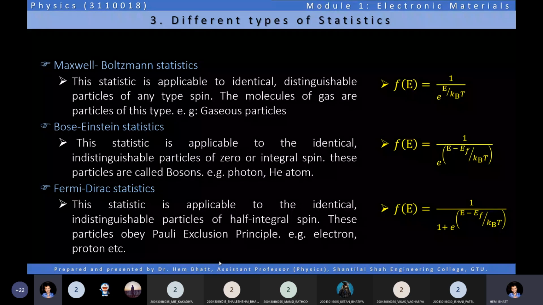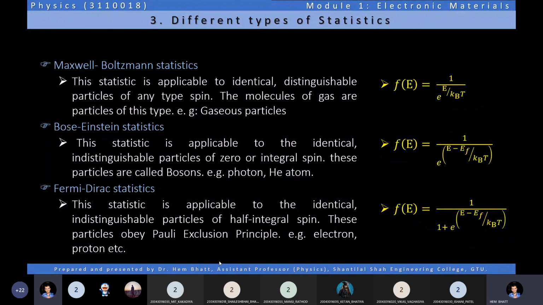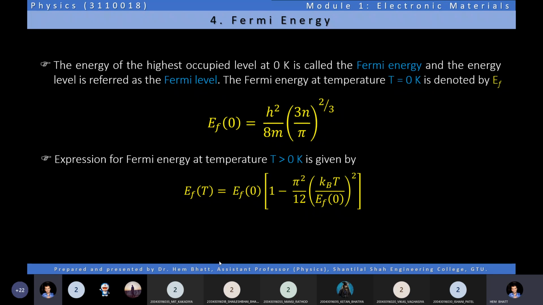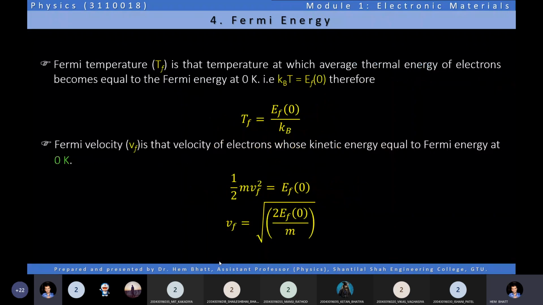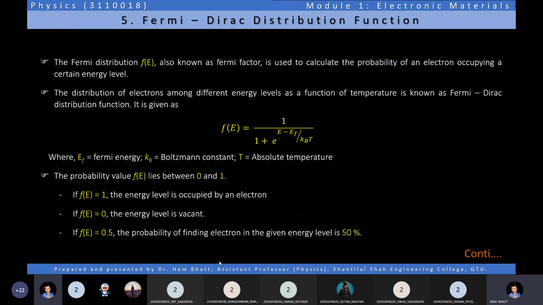To go further, we need to understand different distribution functions. There are different distribution functions, different statistics, out of which we are actually compelled to choose the Fermi-Dirac distribution function, which gives probability. This is Fermi energy at 0 Kelvin and at non-zero Kelvin, Fermi temperature, Fermi velocity. This is the Fermi-Dirac statistic, the Fermi-Dirac distribution function, the Fermi factor, which gives us the probability of finding an electron in the energy level E when the temperature is T.